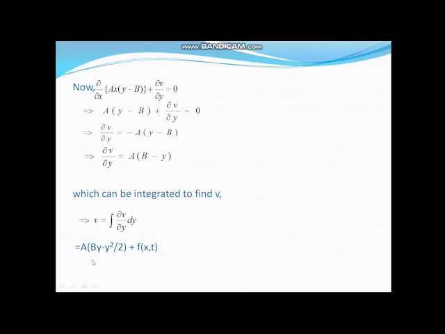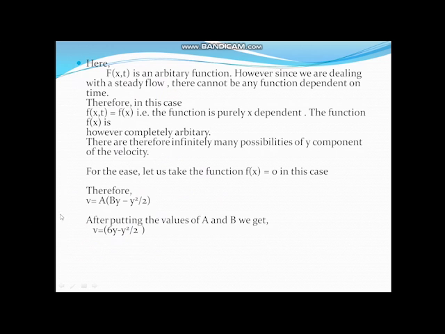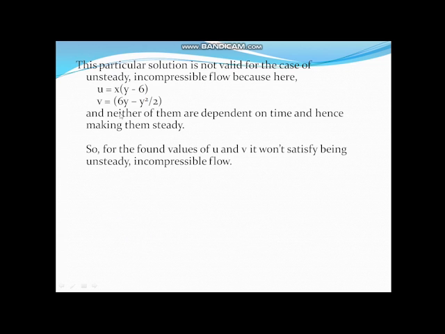So v will be finally just this. As you can see here, this is v, and after we put the value of a and b as given, we will get v as this. Now this particular solution is not valid for the case of unsteady incompressible flow, because here u is equal to this and v is equal to this, and none of them are dependent on time, hence making them steady.